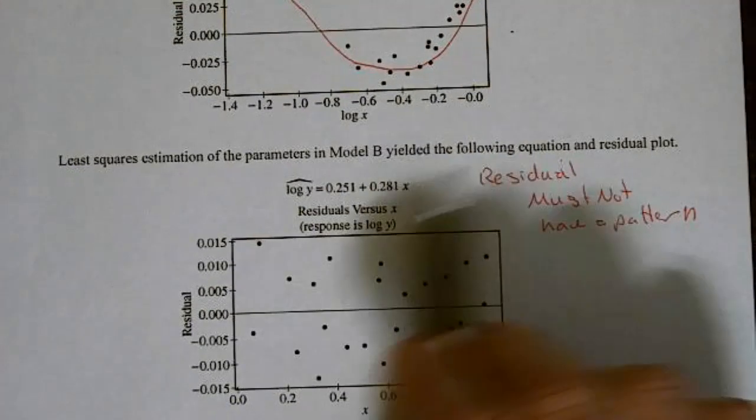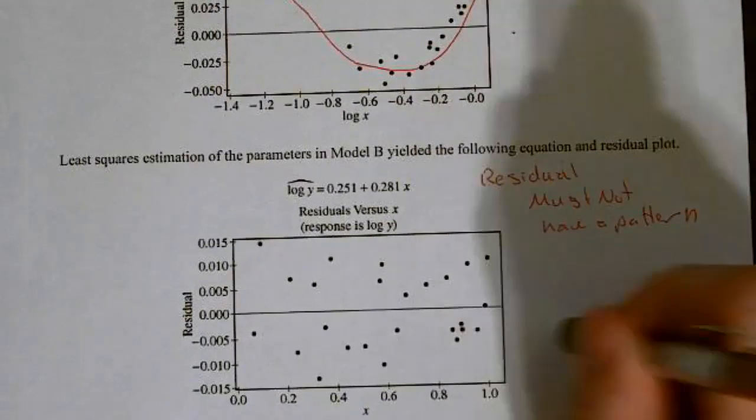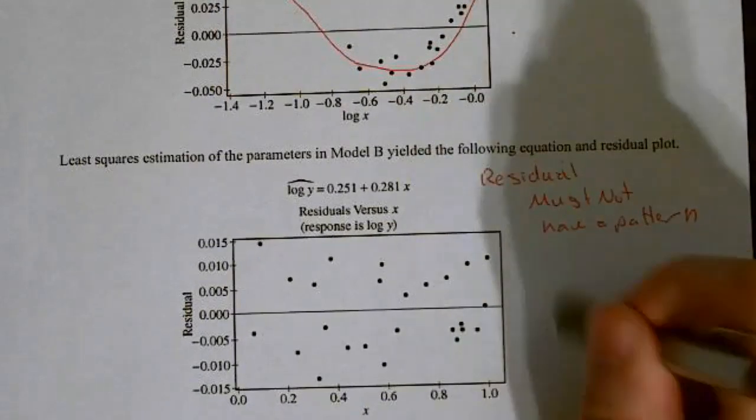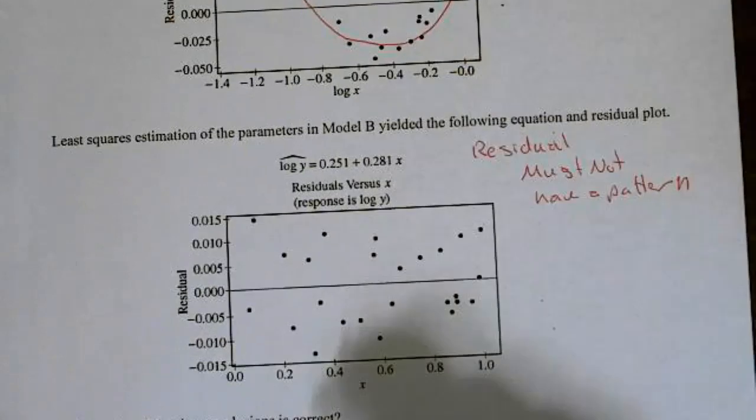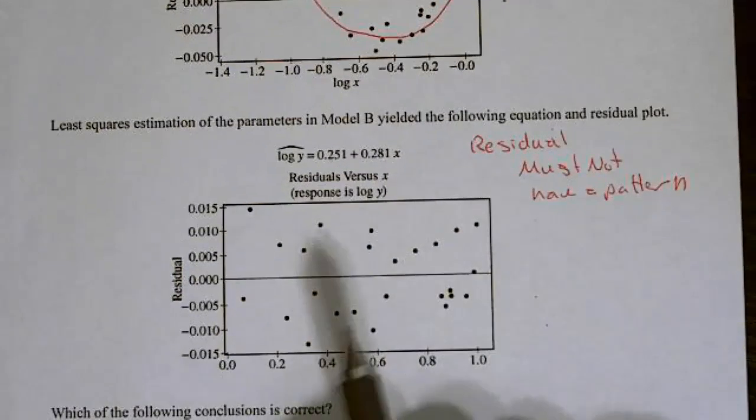So here I have, this one appears appropriate because it's completely random. If I said, hey, you know what, I got a point here, I don't know if it's going to be above the line or below the line. I don't know where it's going to be. So it's random. All right. I have no prediction that I can make on where the value is going to be.